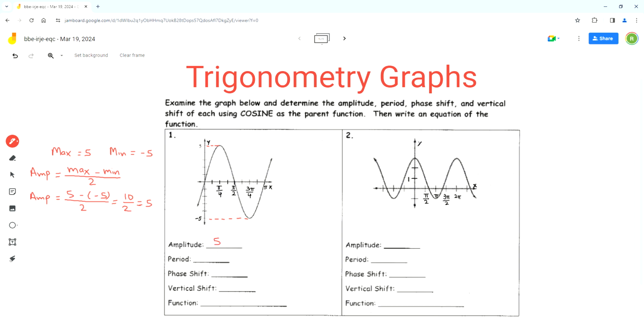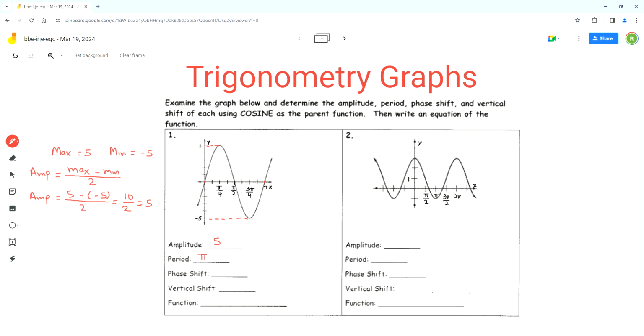Now we have to find the period. And period represents the length of one full cycle for the function. Now in this graph, the cycle starts at 0, 0 at the origin, and this cycle ends at pi. So that means the period of this function is pi.